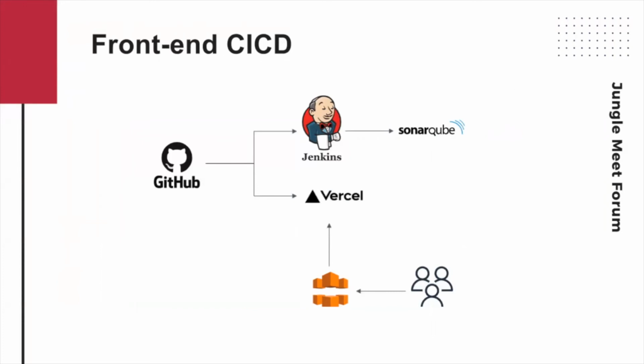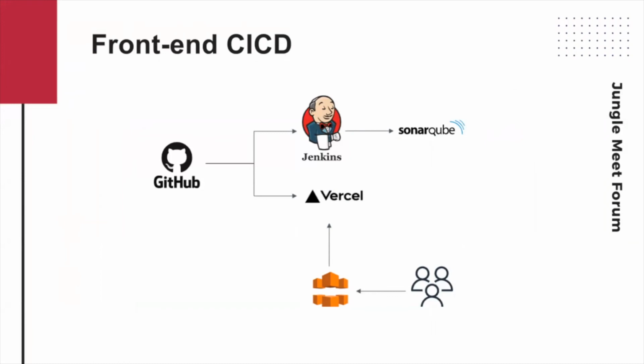For the front end, we configure a multi-branch pipeline with Jenkins to test the code and use Vercel to build, deploy, and host the website. Whenever a branch is pushed or merged into the main branch, the Jenkins pipeline will run on a cube to test the code. Once the code passes the test and is merged into the main branch, Vercel will start to build and deploy the website.